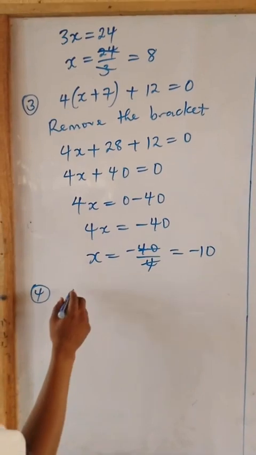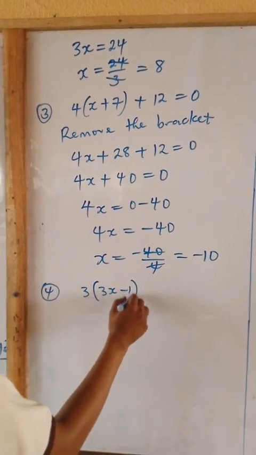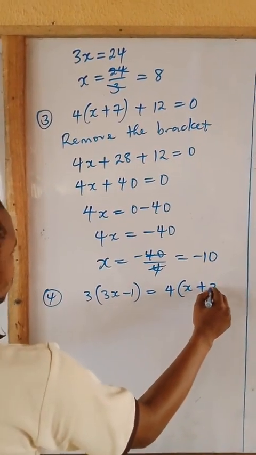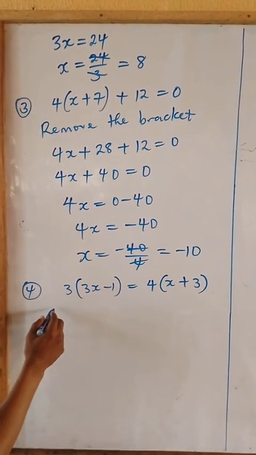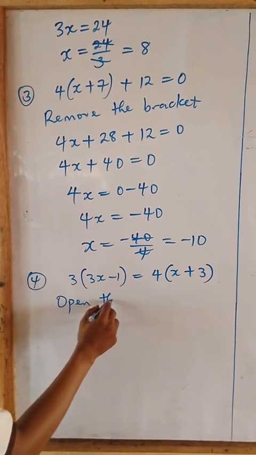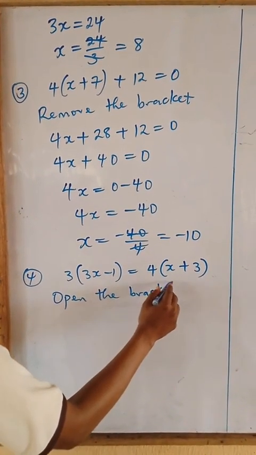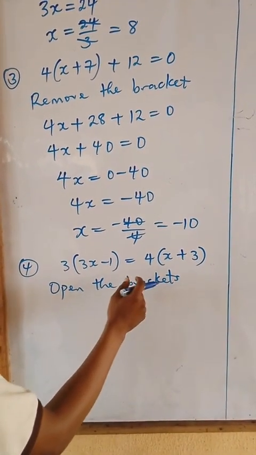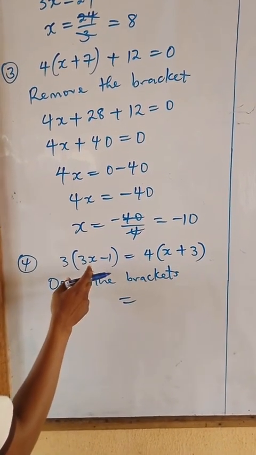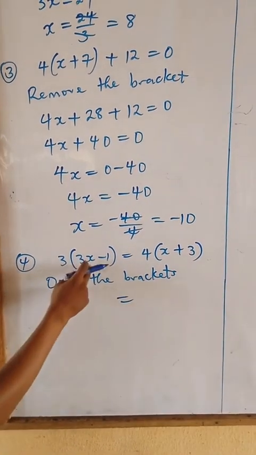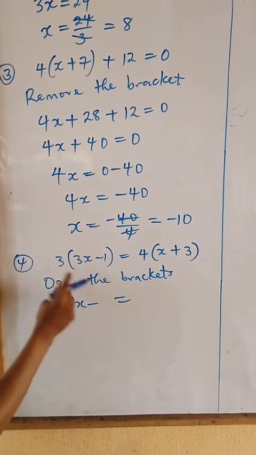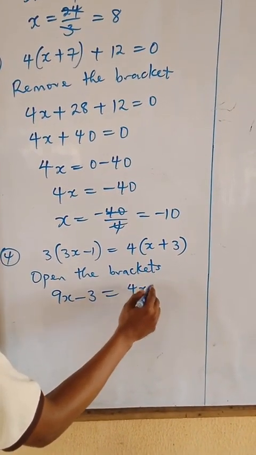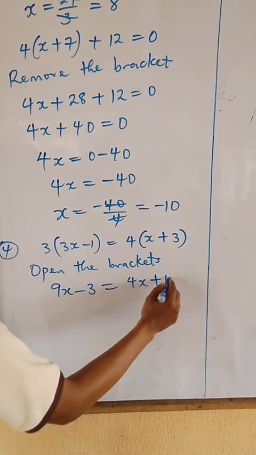Then question 4. We have 3 into 3x minus 1 is equals to 4 into x plus 3. So we are going to open the bracket. And by the time we open the bracket in our right hand side here, okay, let's do the left hand side first. 3 times 3x will give us 9x. Then 3 times minus 1 will give us minus 3. 4 times x will give us 4x. Then 4 times plus 3 will give us plus 12.